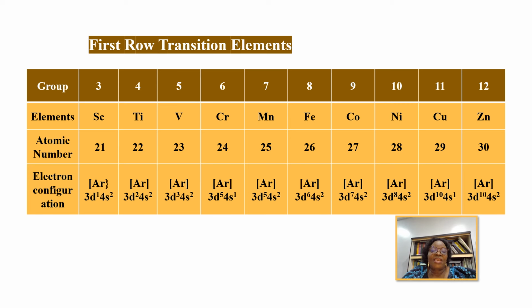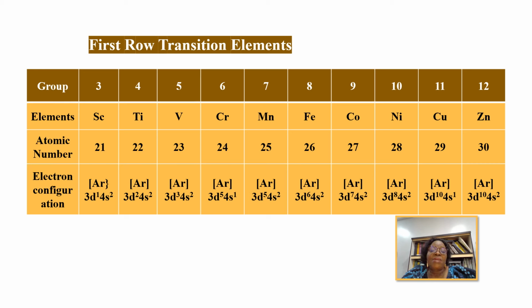The first row transition elements are elements from group 3 to group 12. Scandium, symbol Sc. In group 4, you will see titanium there, symbol Ti. You see vanadium, symbol V, in group 5. And then in group 6, you see chromium. You see manganese in group 7, iron in group 8, cobalt, symbol Co, in group 9. And then nickel in group 10, copper in group 11, and zinc in group 12.